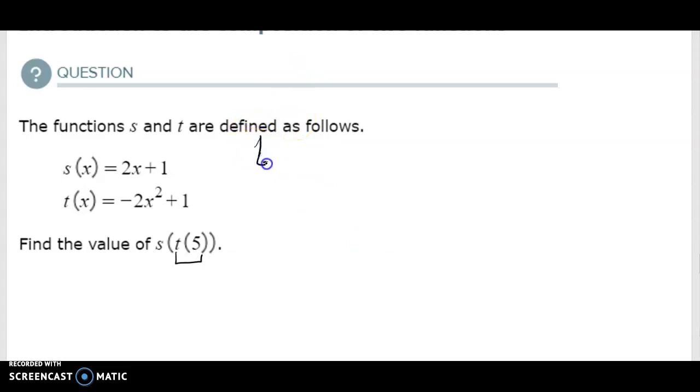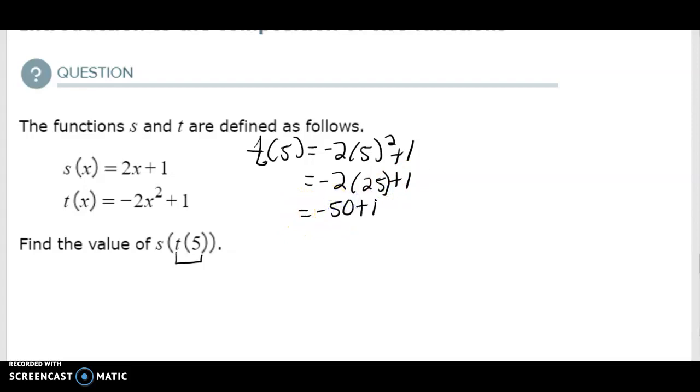And everywhere I see an x, I'm going to put a 5. So I get -2 times 25 plus 1. That is now my input. So this is asking me to input a -49 wherever I see an s, or an x in the s function.